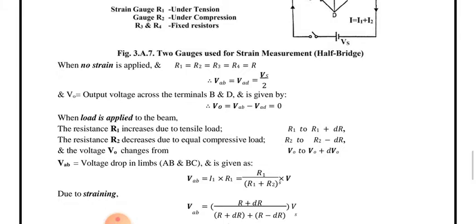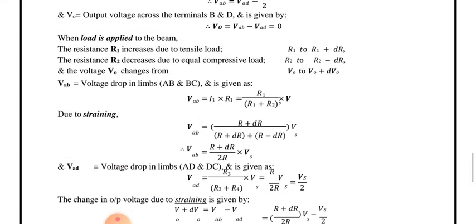Due to straining, as the strain is applied on or developed in the beam, R1 changes to R plus dr, and R2 changes to R minus dr. That's why VAB equal to R plus dr upon R plus dr plus R minus dr into Vs. Therefore VAB equal to R plus dr upon 2R into Vs, and VAD, the voltage drop in limb AD and DC, is given as VAD equal to R3 upon R3 plus R4 into Vs.